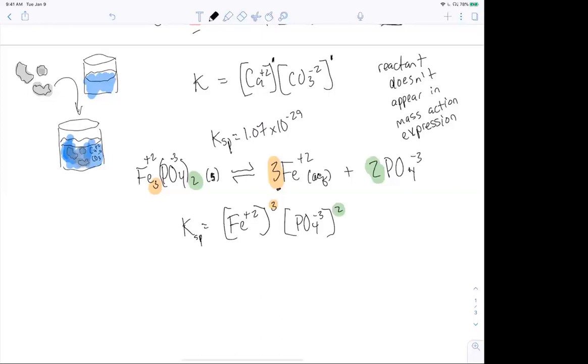Times 10 to the 29th. That's a crazy small number, right? I'm not even going to bother writing out all the zeros. That's 28 zeros in front of the 1. So iron or ferrous phosphate, or iron(II) phosphate, or whatever, is really, really, really insoluble.